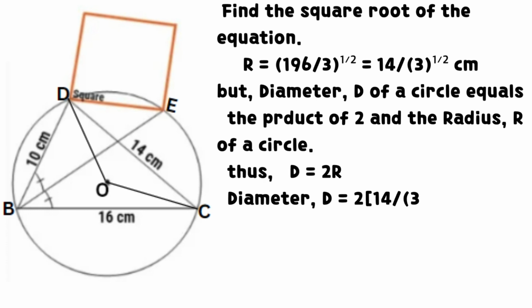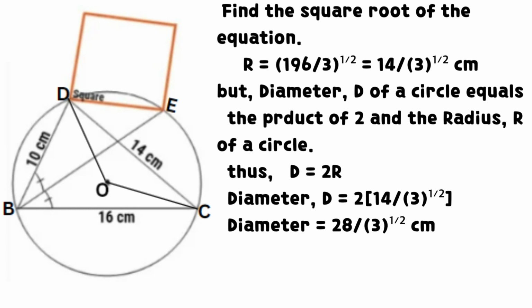But diameter, D, of a circle equals the product of 2 and the radius, R, of a circle. Substitute the value of radius obtained, and we have that the diameter equals 28 divided by the square root of 3 centimeters, or 28 times the square root of 3, all divided by 3 centimeters after rationalization.